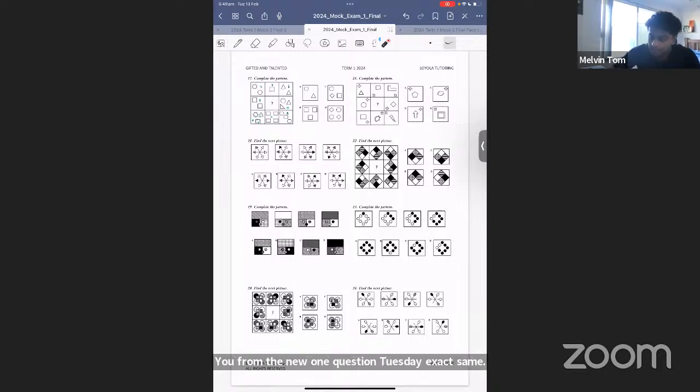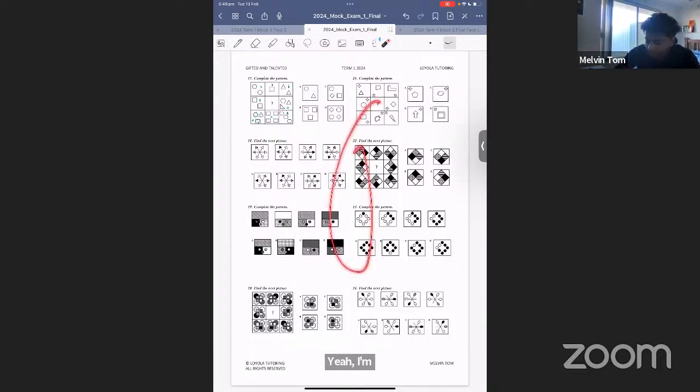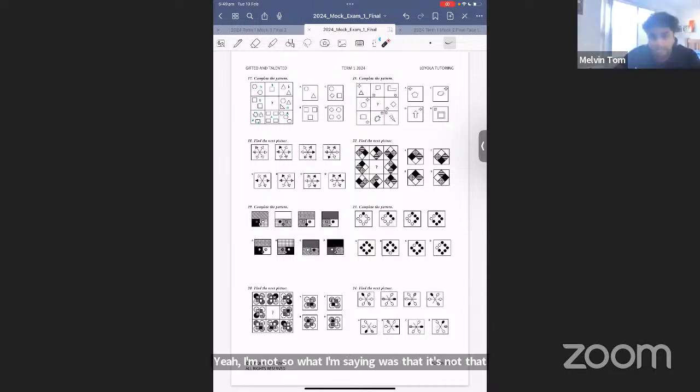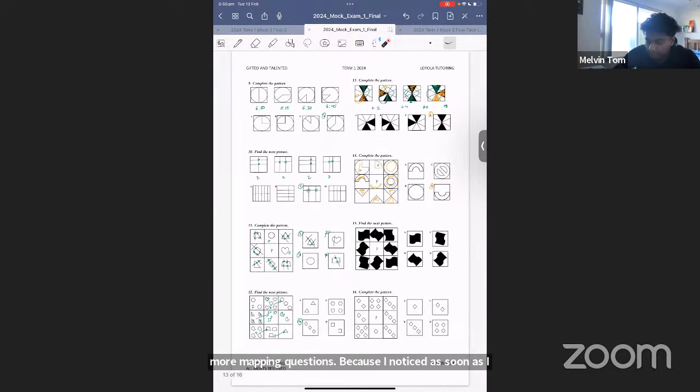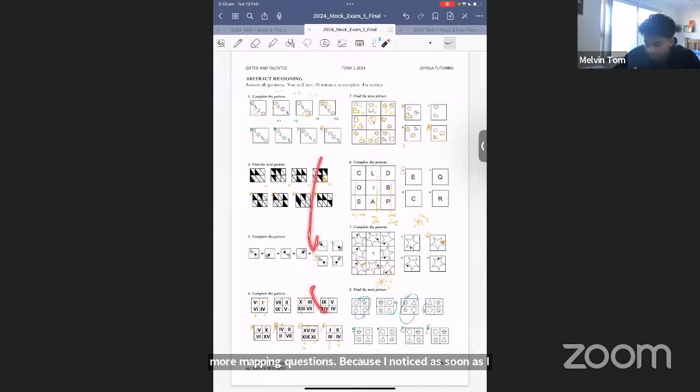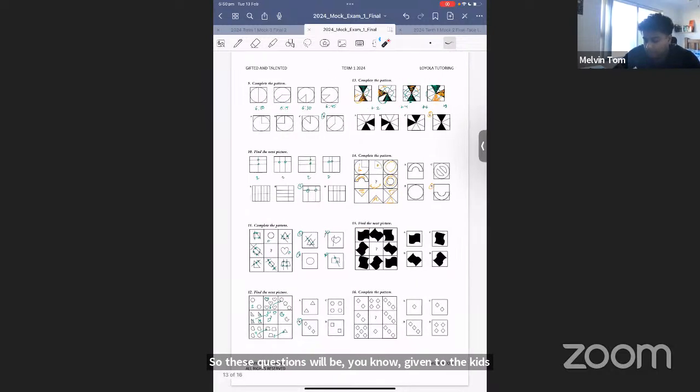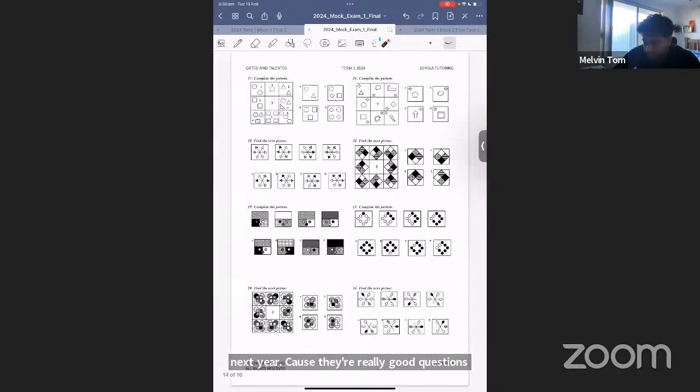Yeah, what I'm saying is that it's not that these questions were bad, these questions are good. It's just that I wanted a lot more mapping questions, because I noticed as soon as I started teaching them on Tuesday, I was like, okay, there's not much mapping going on. So that's why you can see all these notes. I need more mapping questions. So these questions will be given to the kids next year, because they're really good questions. It's just that it's not what I wanted for you guys. That's why I scrapped it.